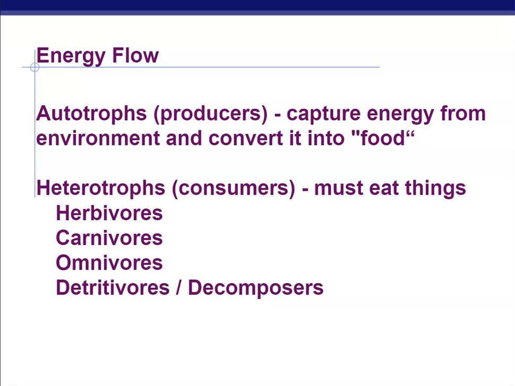Heterotrophs, or consumers, have to eat something else in order to get their energy. And we can break those down into categories. You have herbivores. Those are going to eat plants. Carnivores are going to eat meat or other heterotrophs. Omnivores are going to eat both plants and animals. And then detritivores or decomposers, those are going to help break down dead organic matter. So your fungus falls into that, bacteria falls into that.